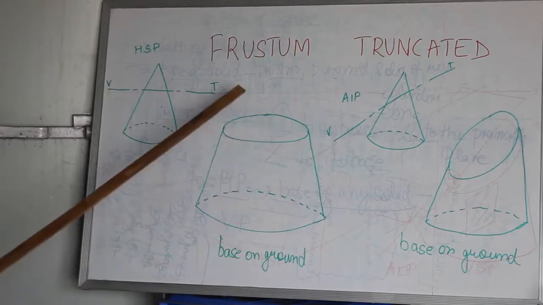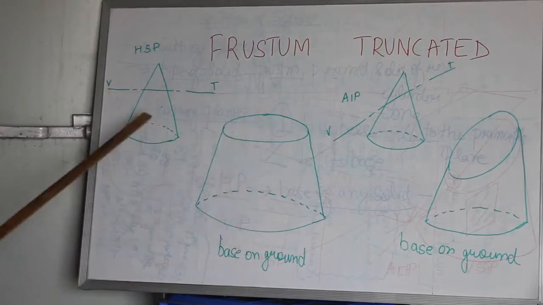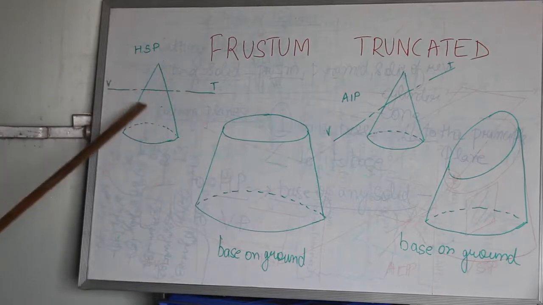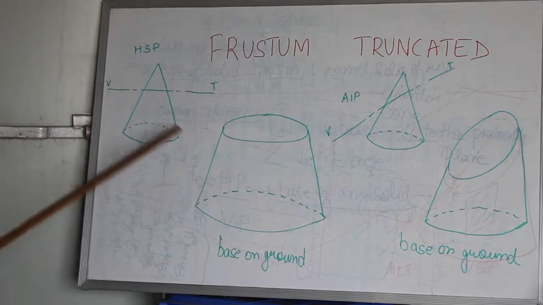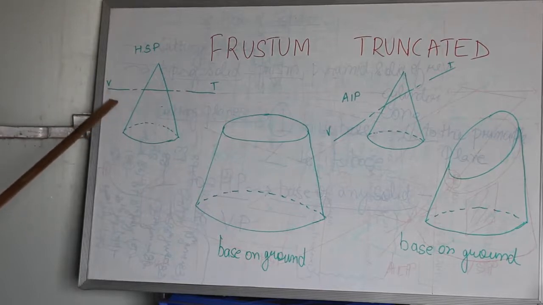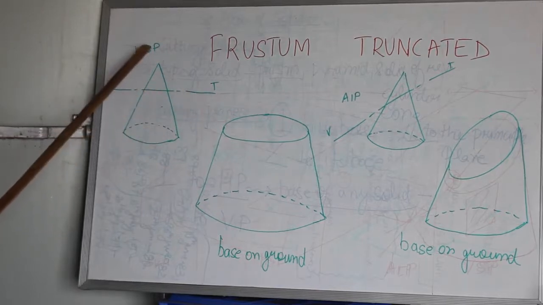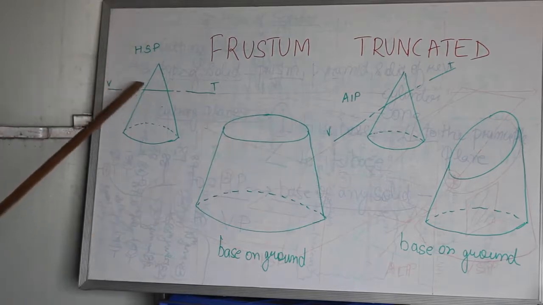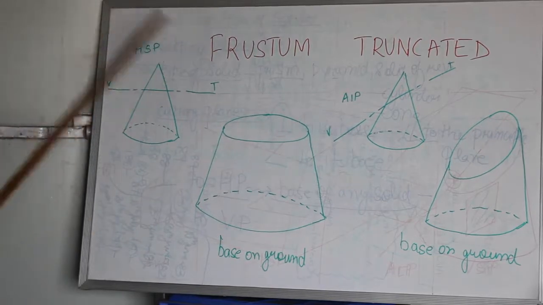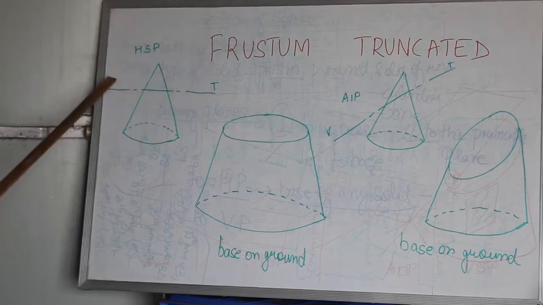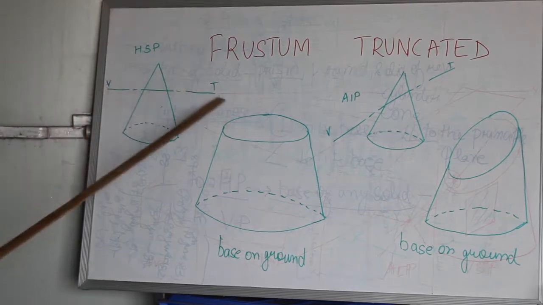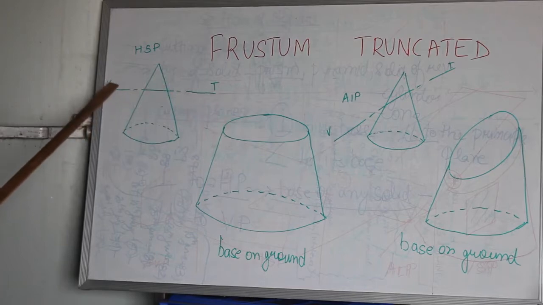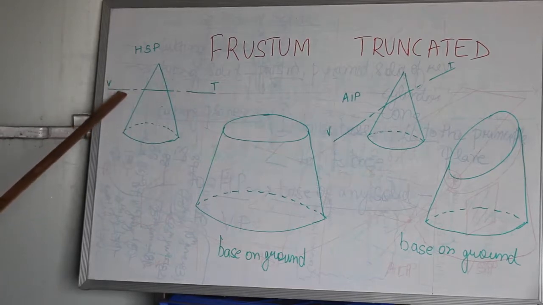So in this pictorial view, you have a cone, and this cone is being cut by an HSP. Now if you remember, what is HSP? HSP is the horizontal section plane, and the cutting plane has its surface perpendicular to the vertical plane. So if I am writing V and T, it is making a vertical trace on the vertical plane.